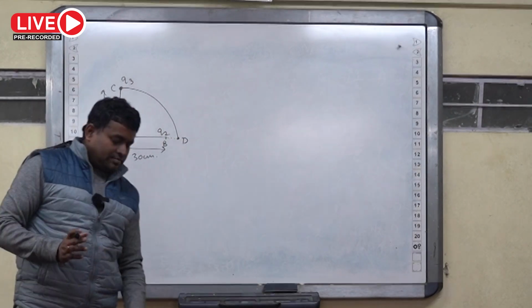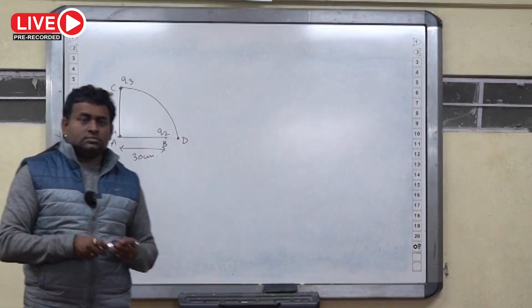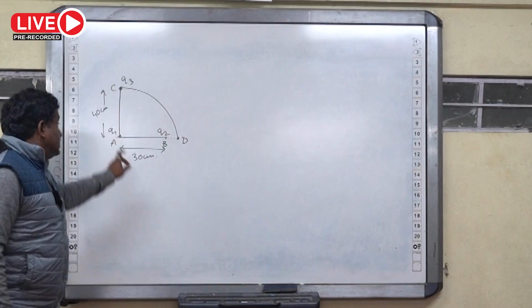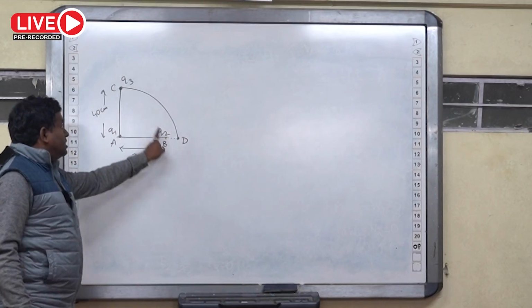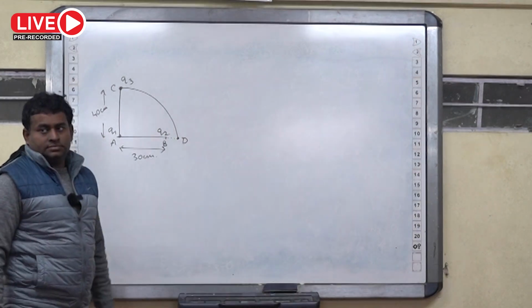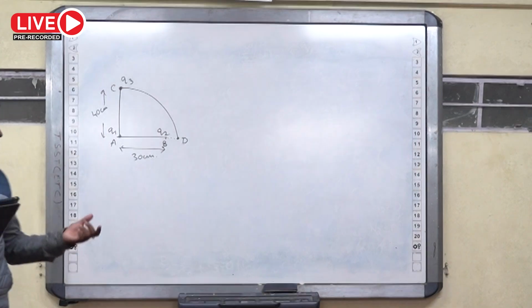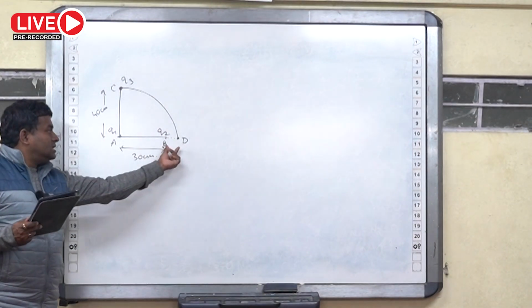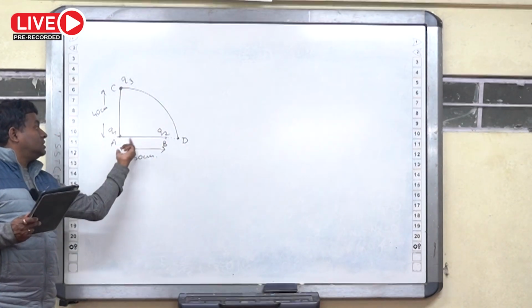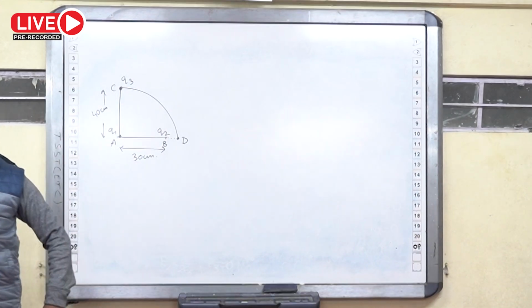This is the diagram. A is there, B is there, and it is moving along this path, C to D. This up to this is 30, then the remaining part is 40. So this is 40, this is at a distance 30 from the origin. They are not at equal distance.